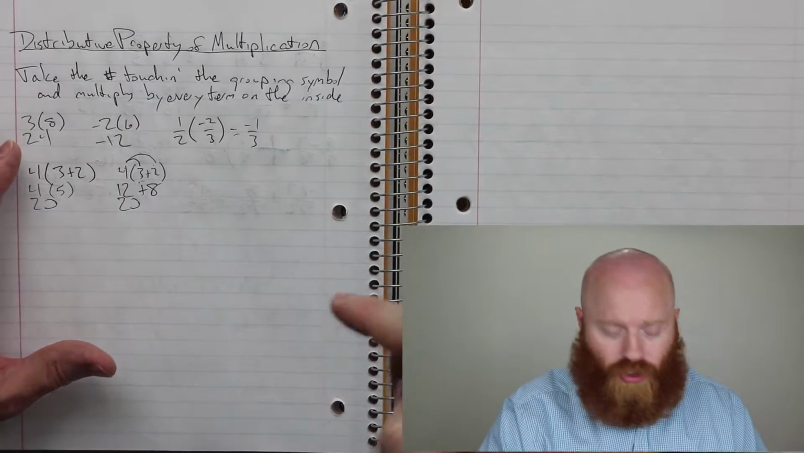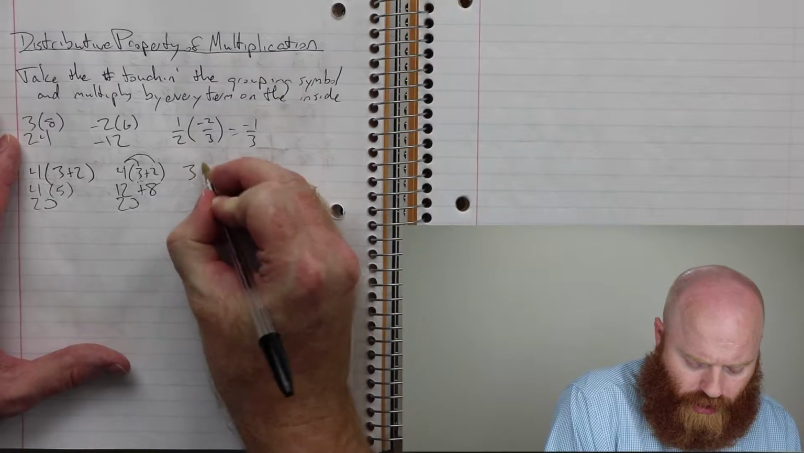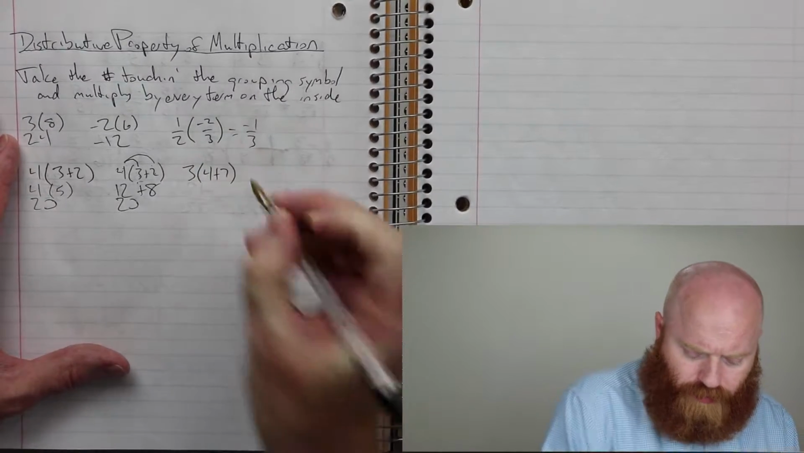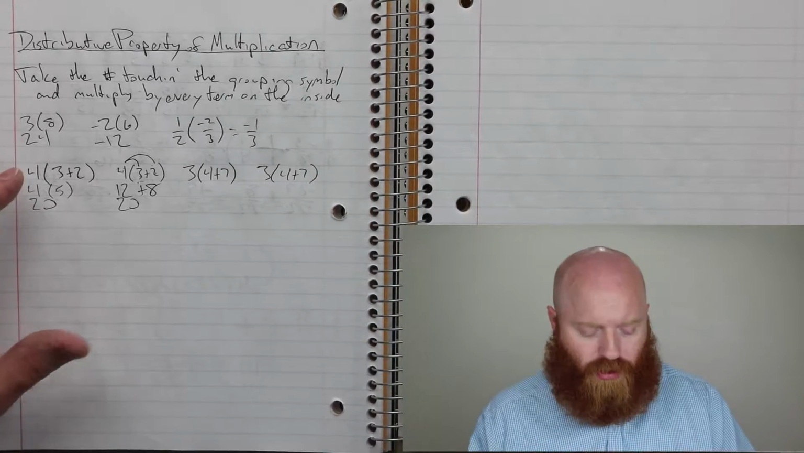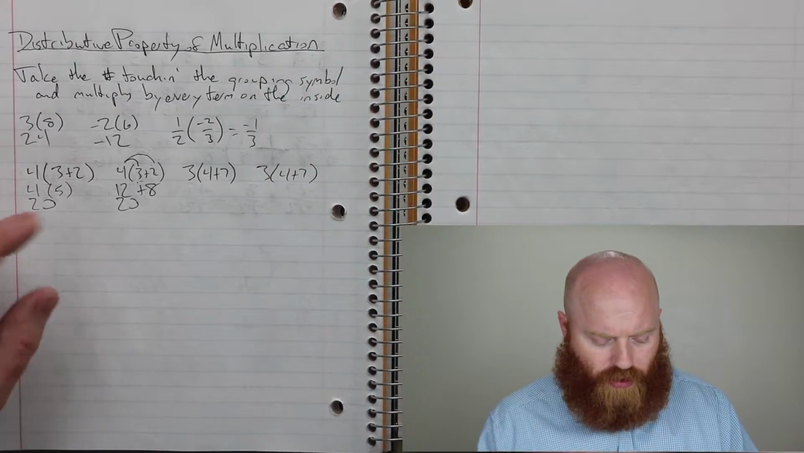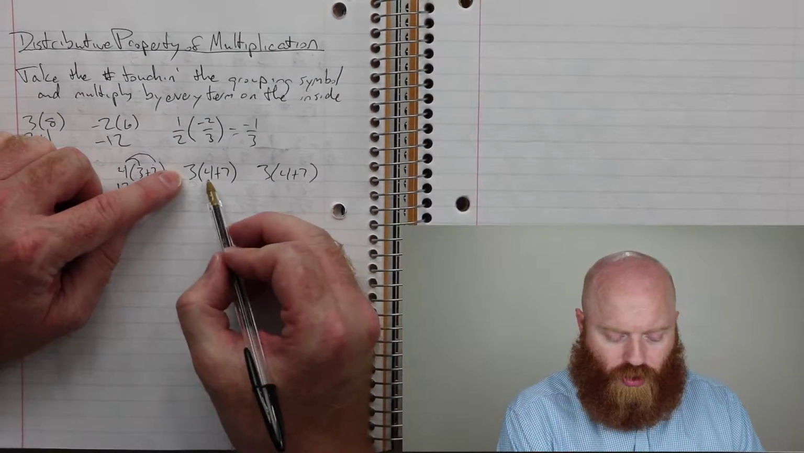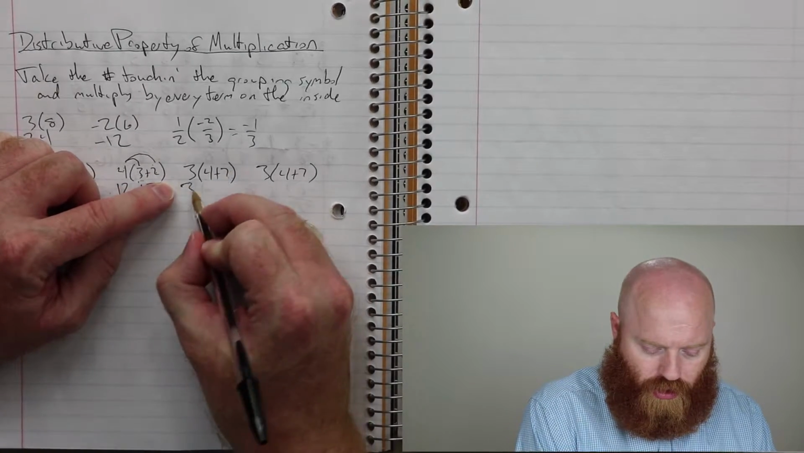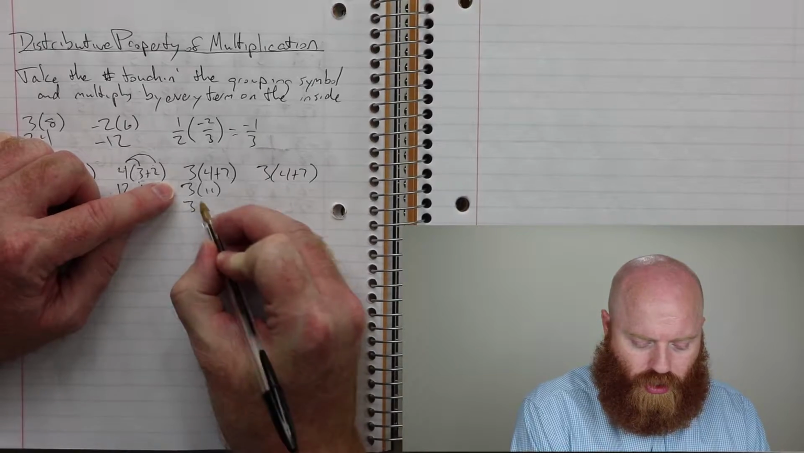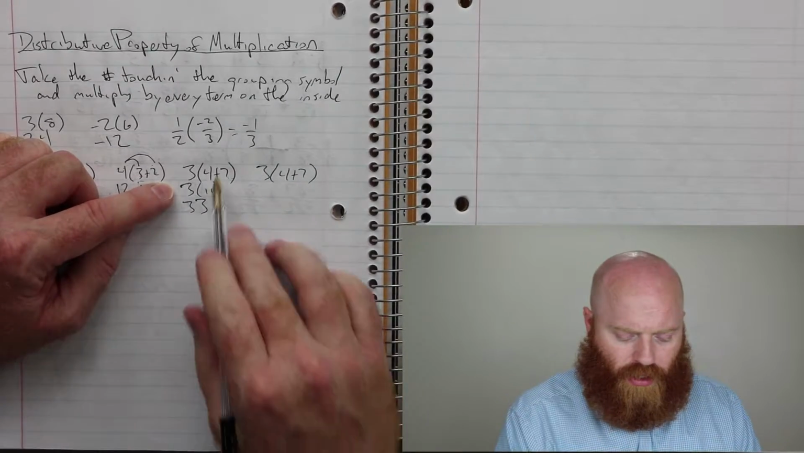I want to show you that this works. 3 times the quantity 4 plus 7. I'm going to solve it 2 different ways. Same problem, 2 different ways. First I'm going to do the order of operations. Do the grouping symbols first. Solve the inside of the grouping symbols. 4 plus 7 is 11. 3 times 11, that's 33. All right, that's the order of operations.